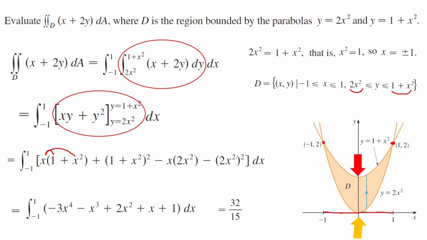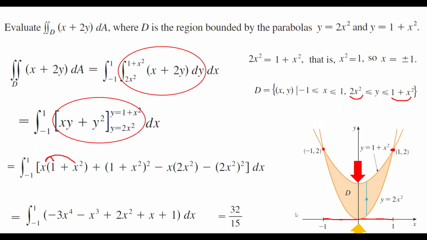The most important part for you is to set these two equal to each other so you can find the lower bound and upper bound for your x. Make sure to graph these and visualize as much as you can so you can analyze the base. And as we mentioned, this function is nothing but the ceiling. So in other words, we calculated the volume of the solid bounded above by x plus 2y and below by D, which is this shape in the xy plane. Let's take a look at visualizations together.